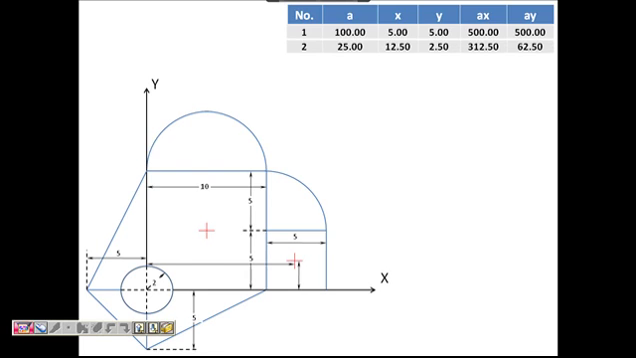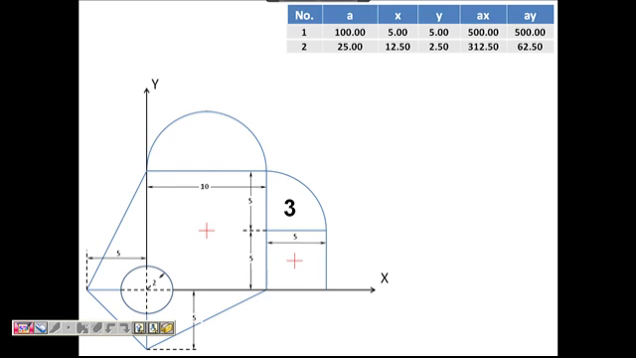Area 25, yes, because 5 into 5. X is 12.5 because it's 10 plus 2.5. And y is 2.5. What is 2.5? Half of 5. Again, ax and ay have come out of multiplication.